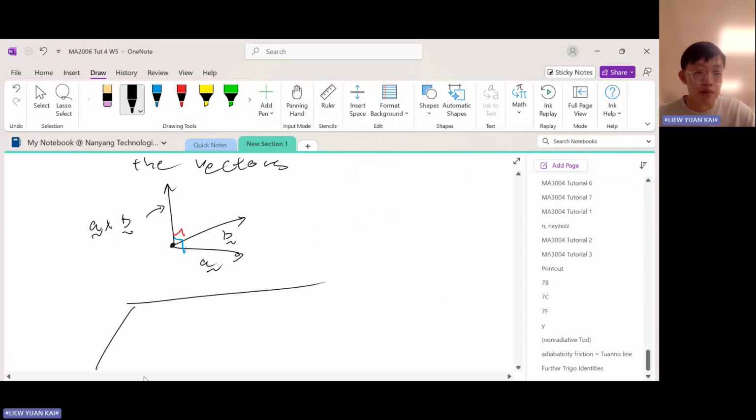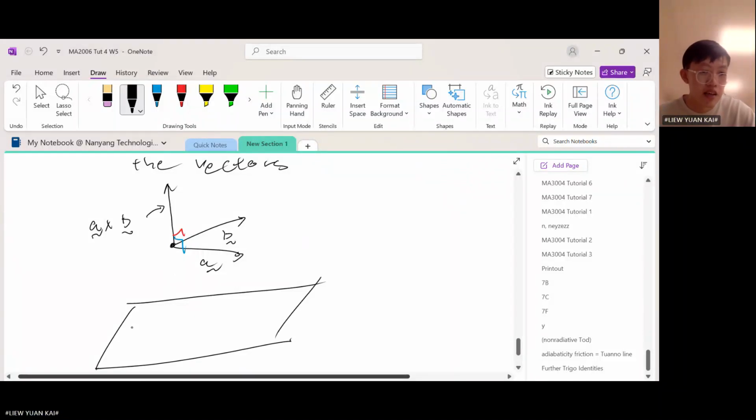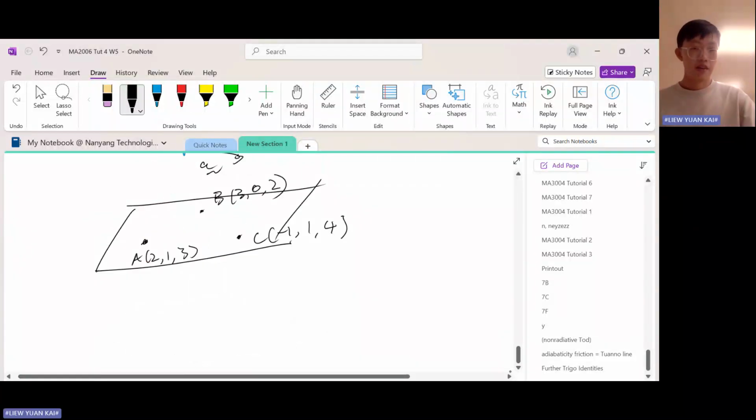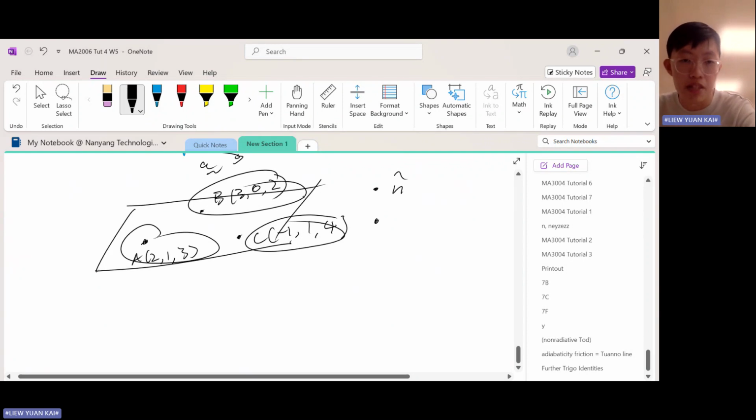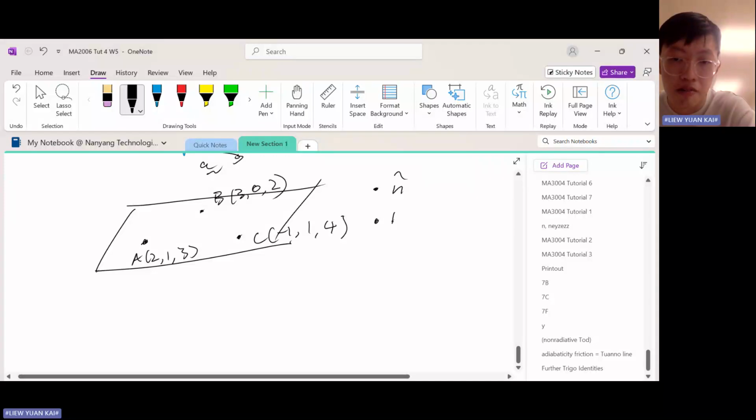So we want to find the equation of the plane containing the points A, which is given by 2, 1, 3, B, which is given by 3, 0, 2, and C, which is given by negative 1, 1, 4. Okay, so let's recall what we need. First, we need the normal vector. Second, we need a known point. And we can choose any point, right? I can choose B, I can choose A, or I can choose C. Doesn't matter which point that we choose. So we have a known point already. So this is settled.